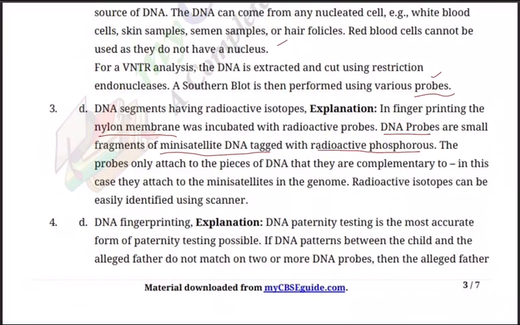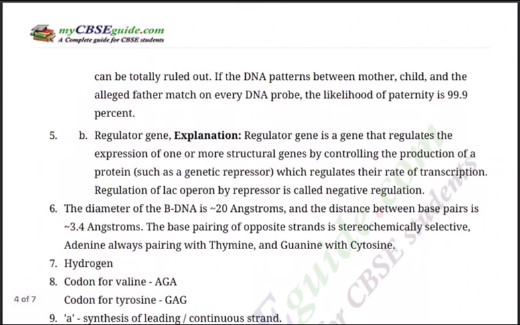Question number 4: DNA fingerprinting. DNA paternity testing is the most accurate form of paternity testing possible. If DNA patterns between the child and the alleged father do not match on 2 or more DNA probes, then the alleged father can be totally ruled out. If the DNA patterns between mother, child and the alleged father match on every DNA probe, the likelihood of paternity is 99.9%. That is the accuracy.